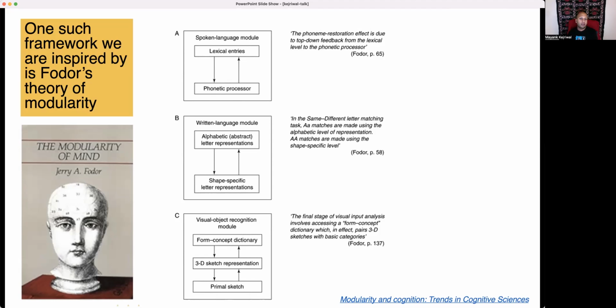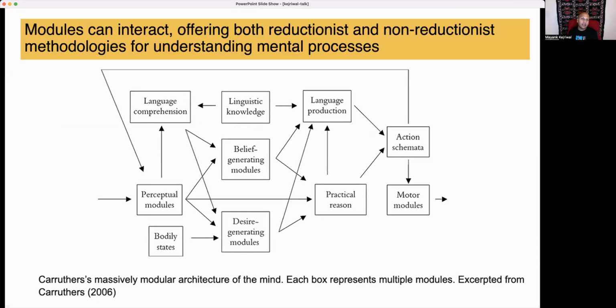And here you have some examples from Fodor's books, and the page numbers also here. There's a spoken language module, there's a written language module, there's a visual object recognition module. These modules are informationally encapsulated, and they are self-contained in a way. And there's a lot of debate about how deep or shallow these modules go, and what these modules are. But the key, even in all of these variants of the theory, the premise really is that we can think about our cognition as a set of informationally encapsulated modules. And modules can interact, as the massively modular architecture of the mind illustrates.